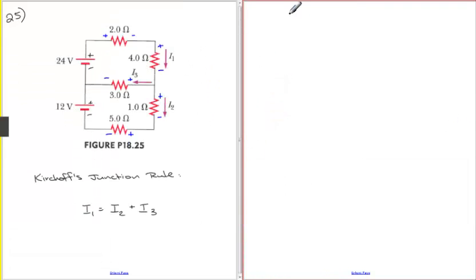Okay, and then we have the loop. We're going to have to do two loops, so we'll call it Kirchhoff's loop rule. What it says is that the sum of the voltage drops and rises around a closed circuit is equal to zero. We actually have three loops, but we're going to use the two loops here, the upper and the lower loops. So let's call this the upper loop. It doesn't matter which way you decide; I'm going to go clockwise. I could go counterclockwise, and it wouldn't make any difference.